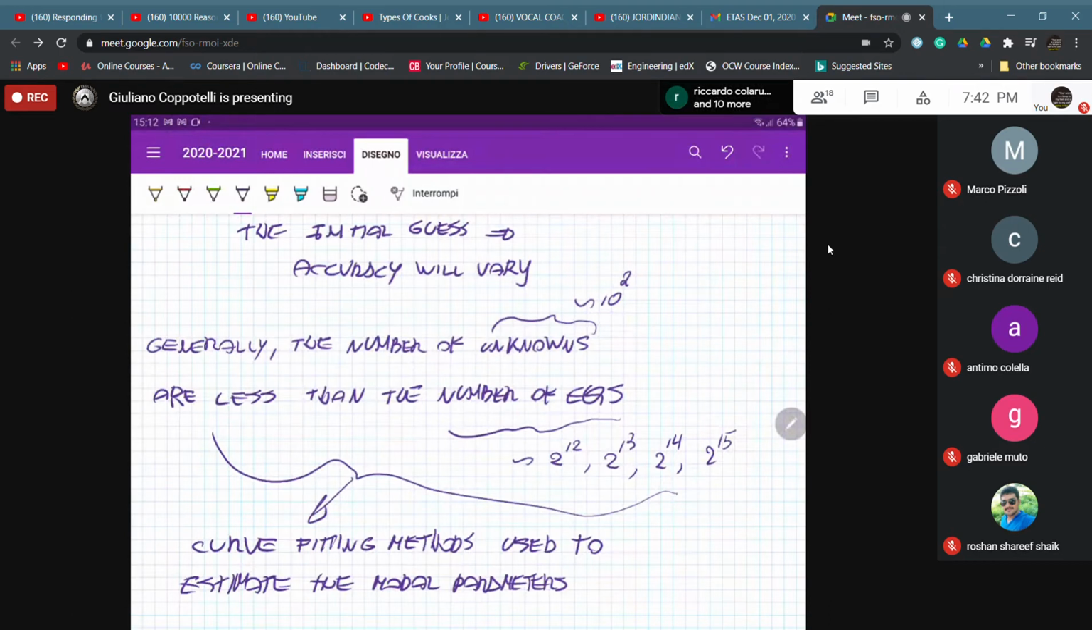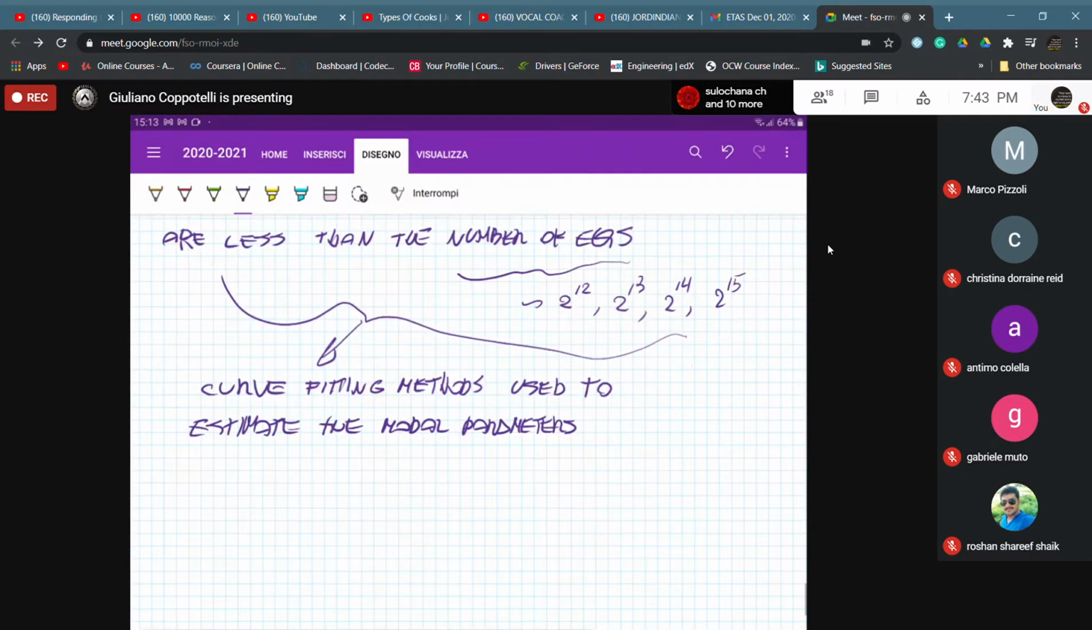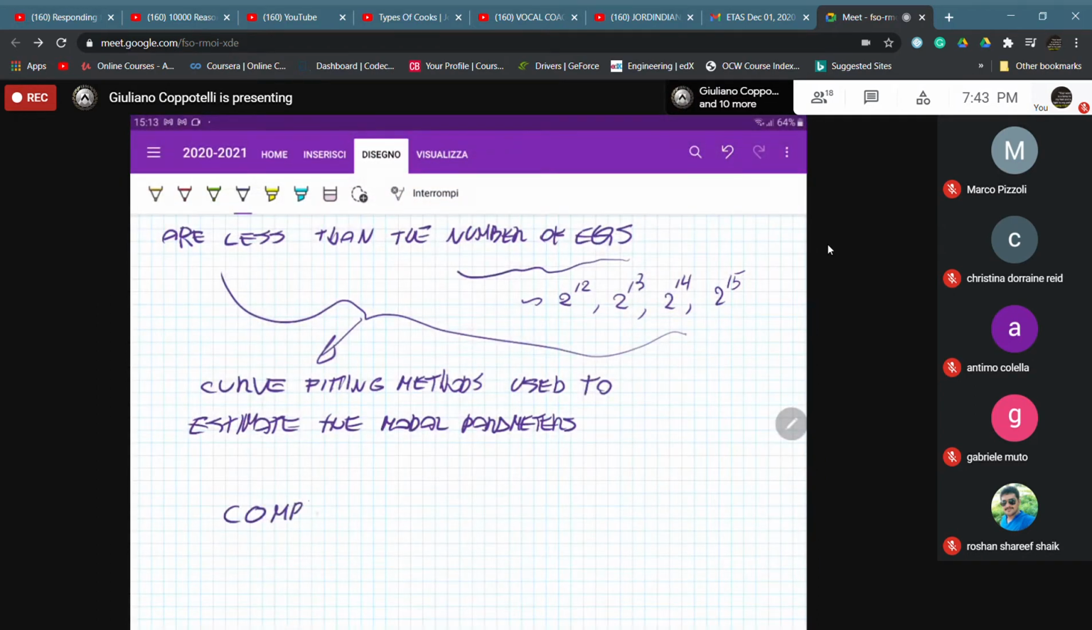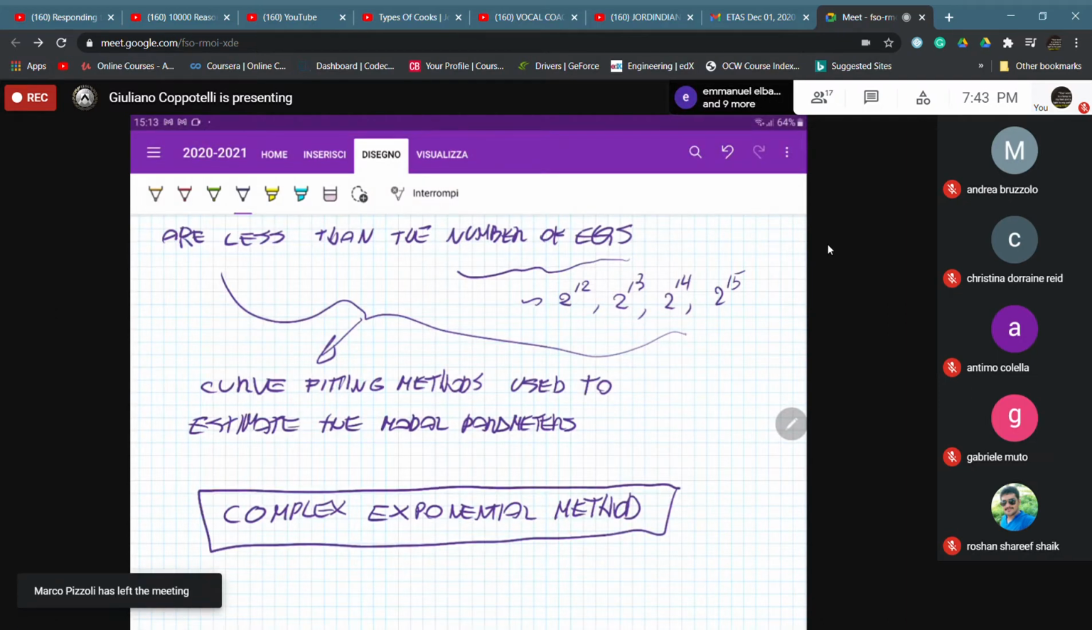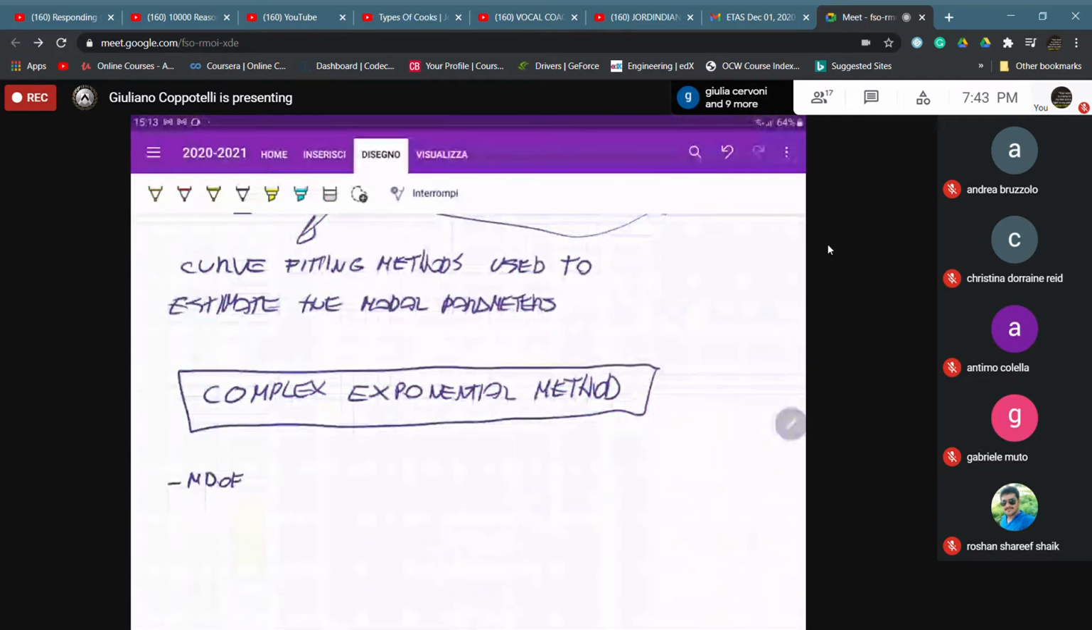The one that we already saw, operating in the frequency domain, is just one of them. Now let's see what happens in the time domain. The method that I am now going to introduce is the complex exponential method. This is a multi-degree of freedom system based method in the time domain.